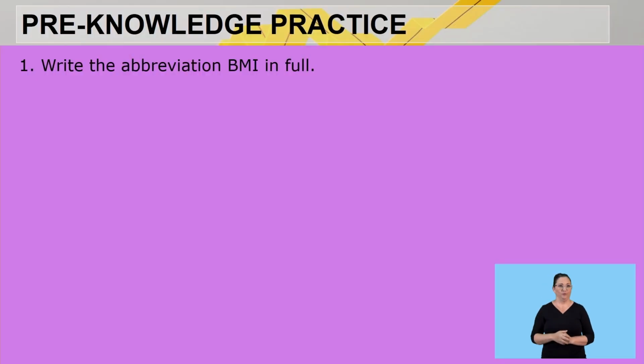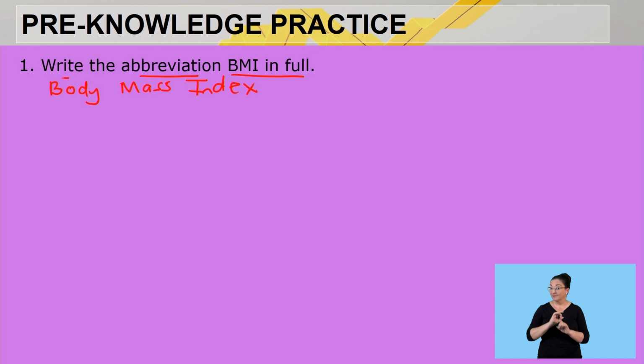Now let's work together by doing a quick practice. Let's test our knowledge. The first question is asking us to write the abbreviation BMI in full. As we know by now, that will be your body mass index. Are we clear? A good level 1 question there. Write the abbreviation BMI in full, body mass index.